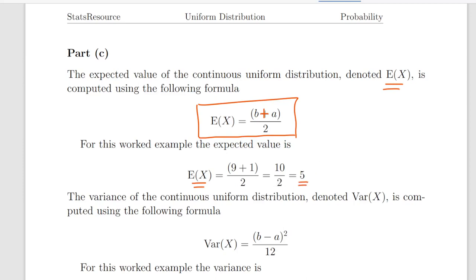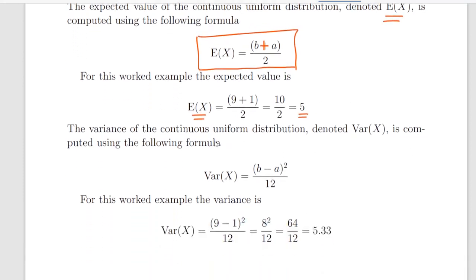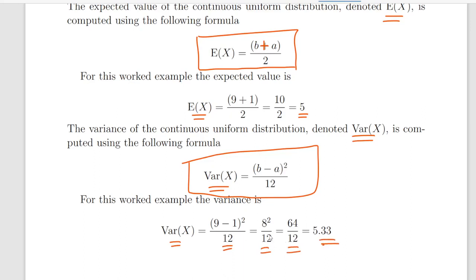Okay, the variance of the continuous uniform distribution, denoted var of x, is computed using this formula here. b minus a squared divided by 12. Okay, so just watch out for that. There's a plus there, b plus a divided by 2, and b minus a squared divided by 12. So there we go. For this worked example, the variance of x is 9 minus 1 squared divided by 12. That's 8 squared divided by 12. 64 divided by 12, which is 5.33.